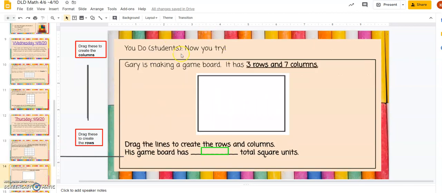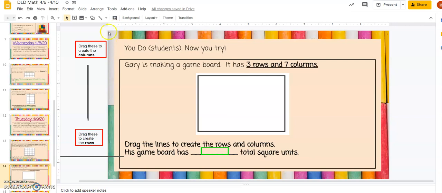So your question looks like this. There's a young man, Gary, he's making a game board, kind of like a checkerboard. It has 3 rows. Remember, rows are going side to side, and 7 columns. So just like I did, carefully read to make sure you're dragging over the right one. And I had to keep going back to my story to make sure I was getting it right. I tried my best to make sure they were even though it wasn't perfect. I double checked my thinking. I even did some extra math if you want to try that. And then I typed my answer.